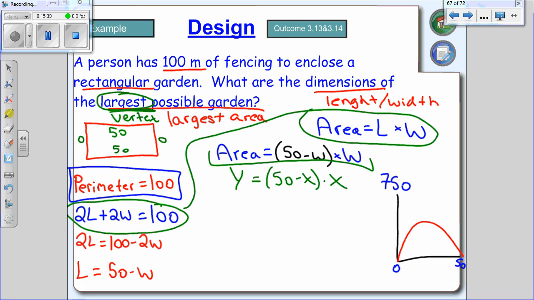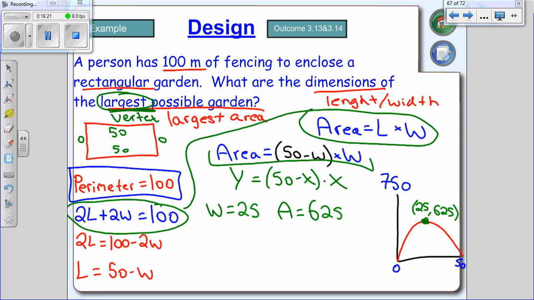When you find your maximum, what point is this right here? Anyone found it? 25 and what? So that maximum, that vertex is telling you something. It's saying when X is 25, Y is 625. In context of this question, that means when width is 25, your area is at its absolute maximum of 625. If I made my width a little bit smaller, my area would go down. If I made my width a little bit bigger, my area would go down from that point.